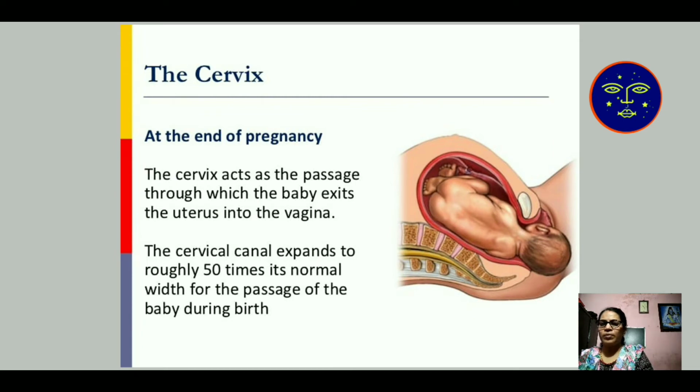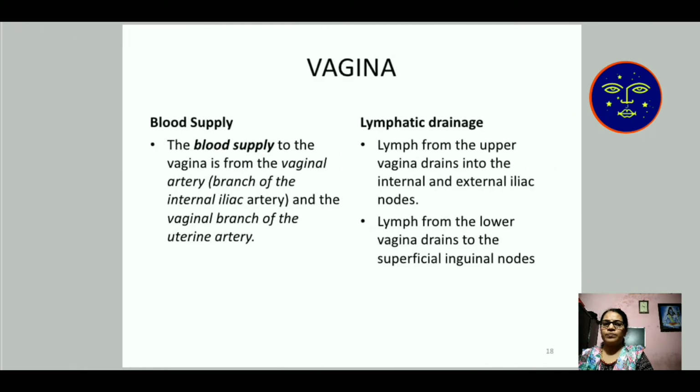At the end of pregnancy, the cervix acts as a passage through which the baby exits the uterus into the vagina. The cervical canal expands 50 times its normal width for the passage of the baby during birth.